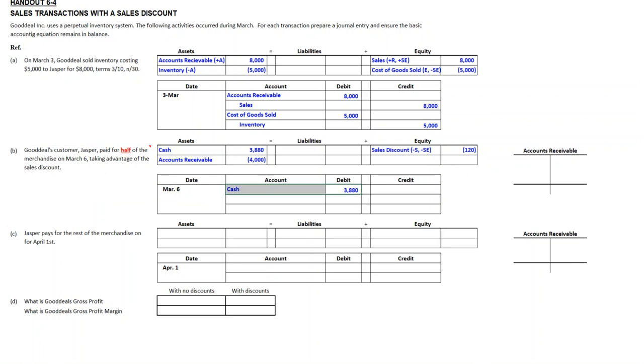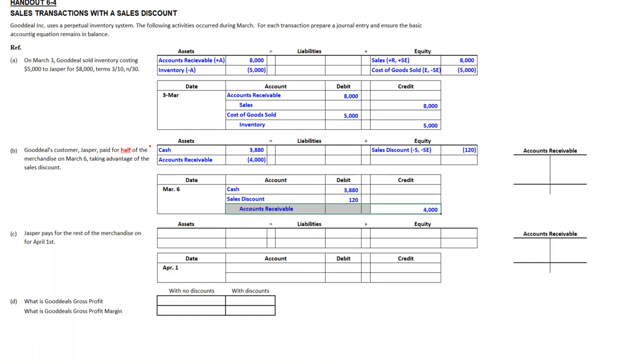In terms of our journal entries, we got $3,880 in cash, which we record with a debit to cash. We had a debit to sales discounts. Again, we have a reduction in equity, so we record that sales discount with a debit of $120. And we reduce our accounts receivable by $4,000 with a credit to receivables of $4,000.